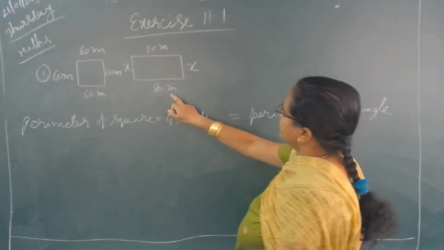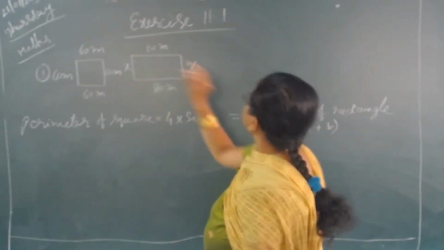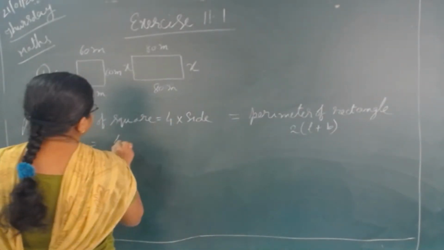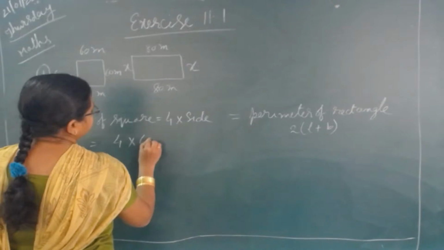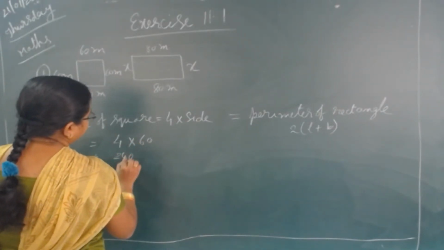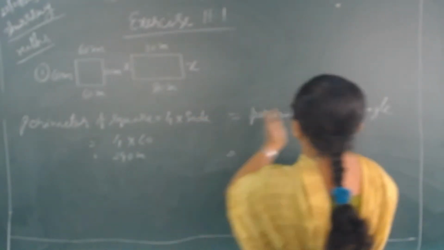It means L plus L, 2L, B plus B, 2B. Understand, 2 into L plus B. So here 4 into side, we know that is 60 meters. So 4 60s are 240 meters here, and that is equal to the perimeter of the rectangle.